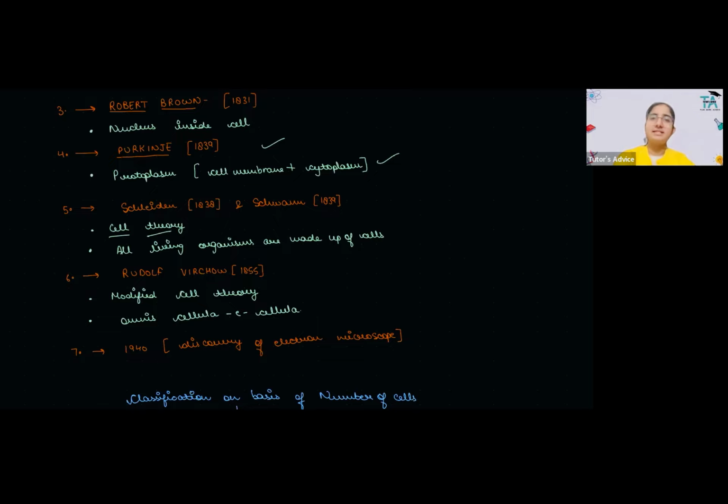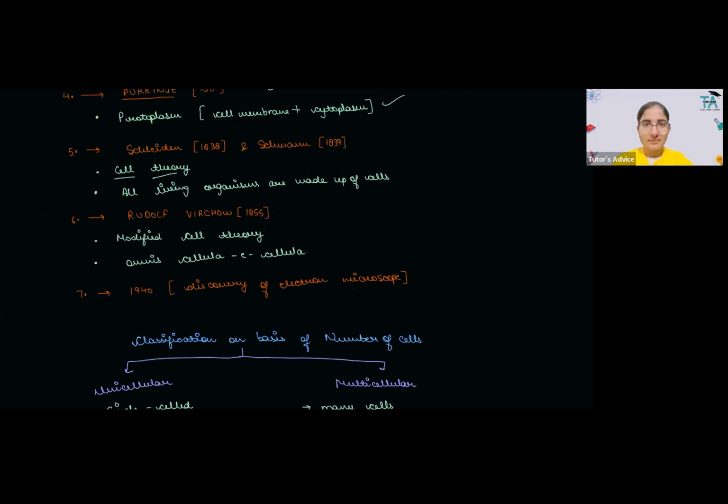But there was something missing in the cell theory, which was: how are we getting these cells? We understand that bodies are made up of cells, but how are these cells there? What is producing the cell? That question was still not answered by that time. Then comes another person, Rudolf Virchow. He came in 1855 and gave us the modified version of cell theory.